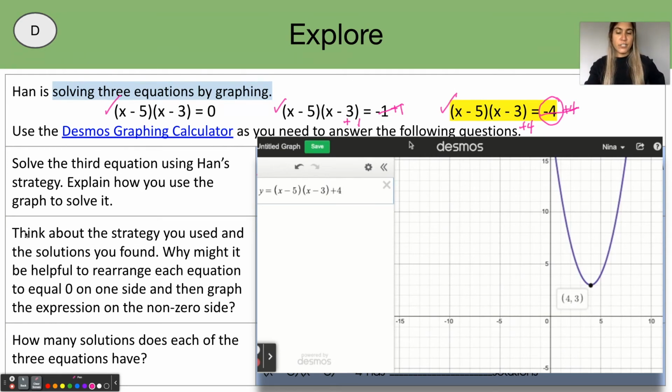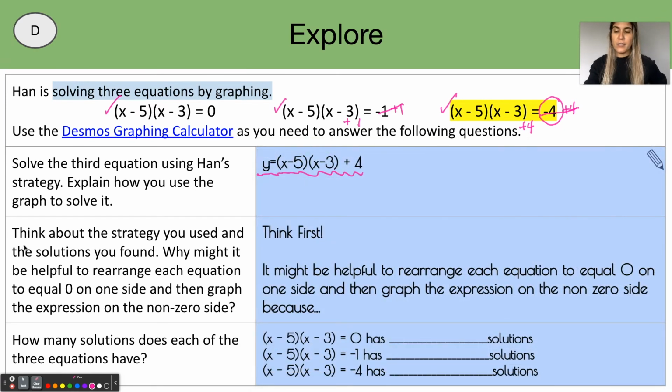It says, think about the strategy you used and the solution you found. So what solution did you find? Remember, the solution lies where it crosses the x-axis. Why might it be helpful to rearrange each equation to equal 0 on one side and then graph the expression on the non-zero side? And then, now we're going to figure out how many solutions there were in each. So in the first one I did, how many solutions did we find? So I found that the first one has 2 solutions.